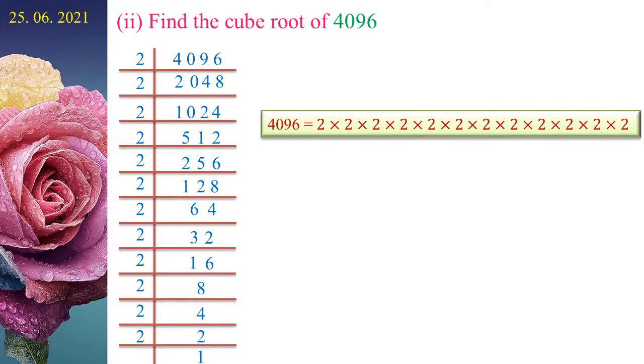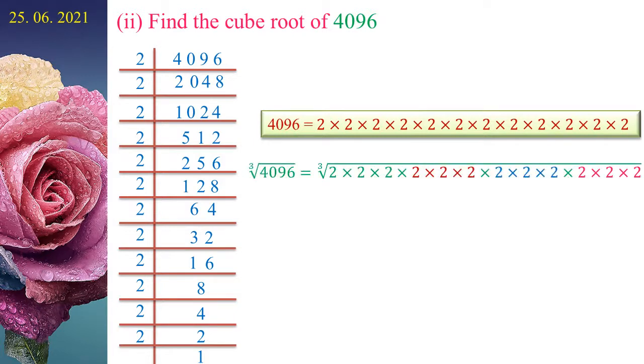4096 is 2 into 2 into 2 into 2 into 2 into 2 into 2 into 2 into 2 into 2 into 2 into 2. Cube root of 4096 equal cube root of 2 into 2 into 2 into 2 into 2 into 2 into 2 into 2 into 2 into 2 into 2 into 2. Then make triples of similar factors.